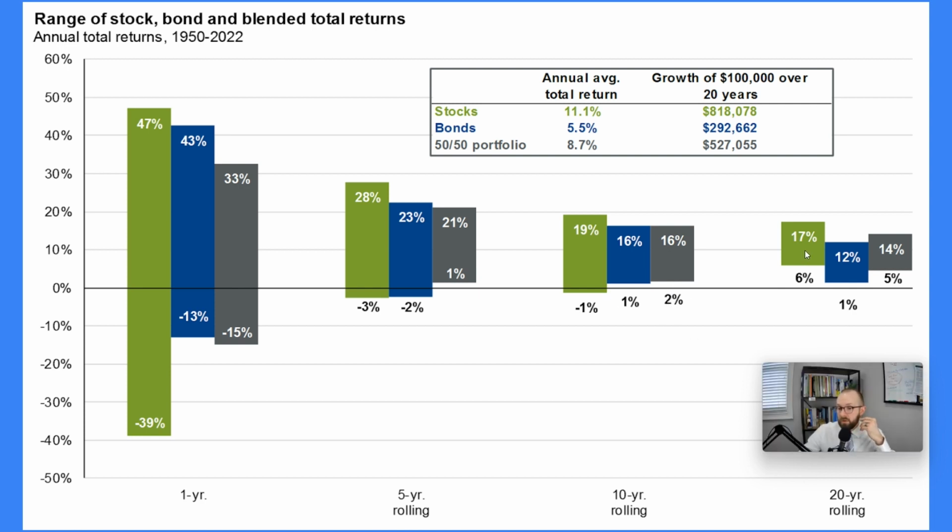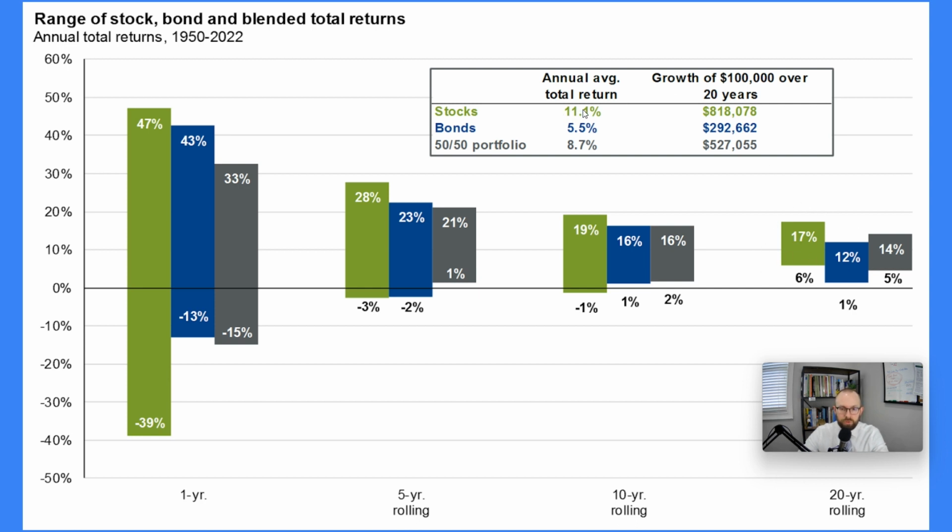We go to rolling 20 years. The worst return we've ever had on a rolling 20-year period for stocks is 6%. Highest is 17. For a 50-50 portfolio, 5% and 14. For bonds, 1% and 12. So you take that and you say, all right, if cash is always going to lose over a 20-year period of time, I need to have something where my money is actually growing, and we need to make sure we're looking at that.